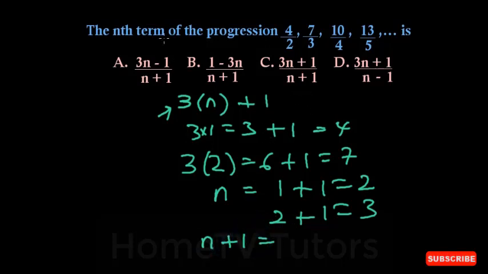Okay, so for the nth term of this progression of series of fractions, we have 3n plus 1 divided by n plus 1, which is the denominator. So the answer option C is the right answer.